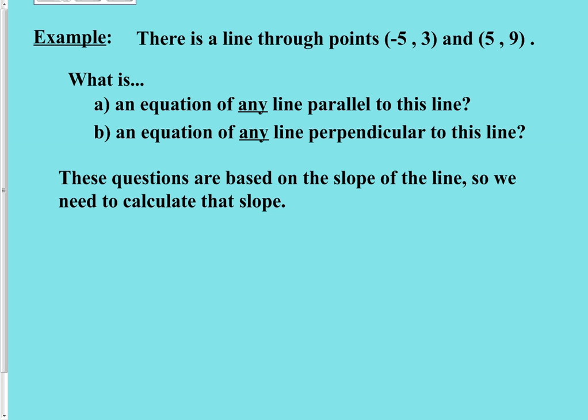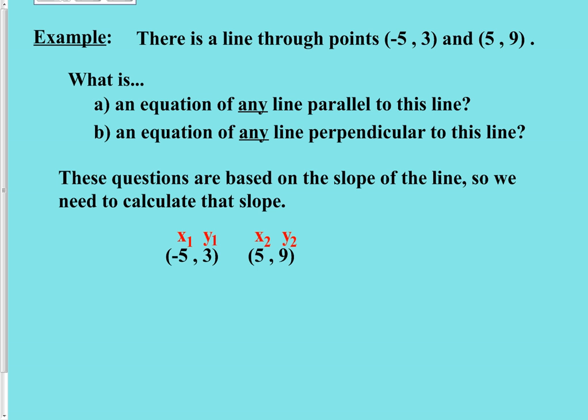Okay, so these questions are based on the slope of the line. You need to calculate that slope. Now, the problems we've seen before had basically been giving us the equation or giving us the slope, but as we've seen in recent days, that information is not always given to us. We may have to run through our formula. So let's do that. We've got our 2 points, negative 5, 3 and 5, 9. Our first strategy is, of course, to label our points x1, y1 and x2, y2.